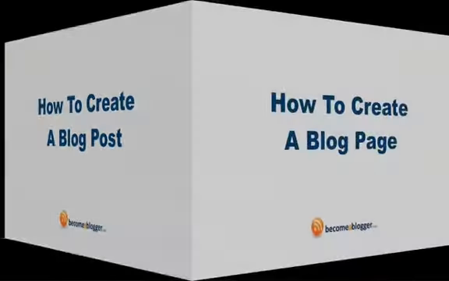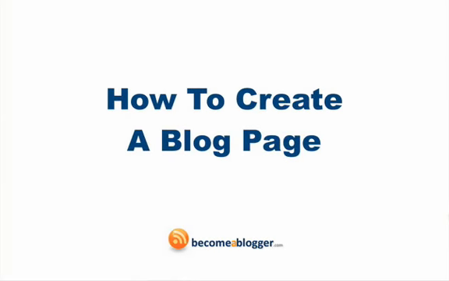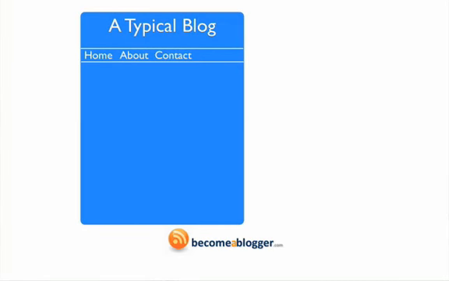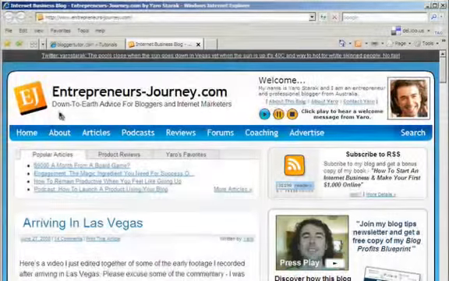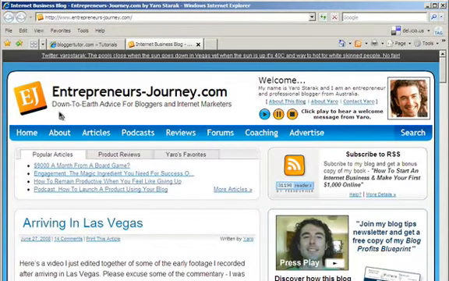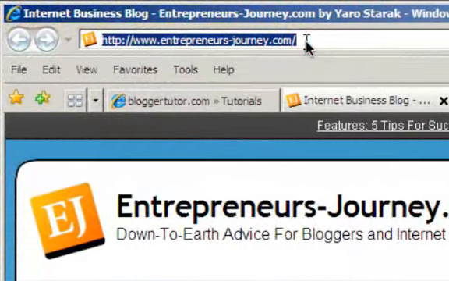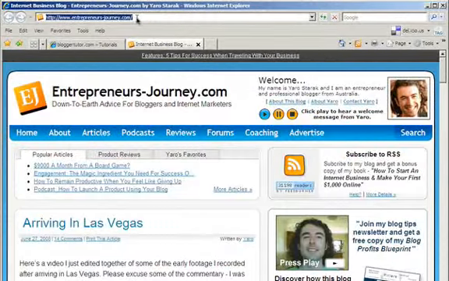Next, I'll show you how to create a blog page for your blog. At this stage, you're probably wondering what the difference is between a normal blog post and a blog page. Well, the main difference is in the way that they get presented on your blog. In most cases, blog posts normally go on the home page of your blog and are listed in chronological order with the latest posts at the top. Blog pages, on the other hand, can appear wherever you want them to appear. For example, on Jaro's entrepreneursjourney.com, you'll see a chronological list of posts on his home page.